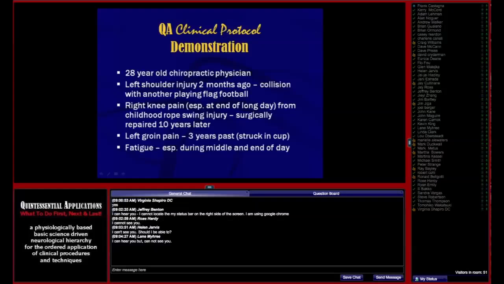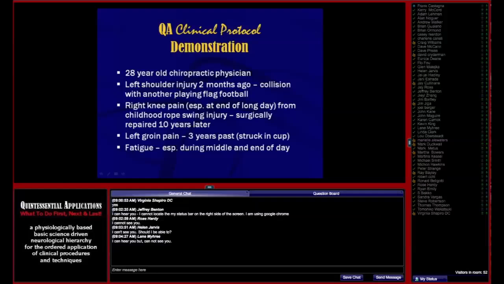He has left groin pain just lateral to the midline on the left. That was approximately 3 years past. He had a number of incidents where he was struck in the groin wearing a cup, and the cup injured the pubic area. He has fatigue, especially during the middle and at the end of the day, and has an inkling that he may have a little bit of yeast or candida problem.